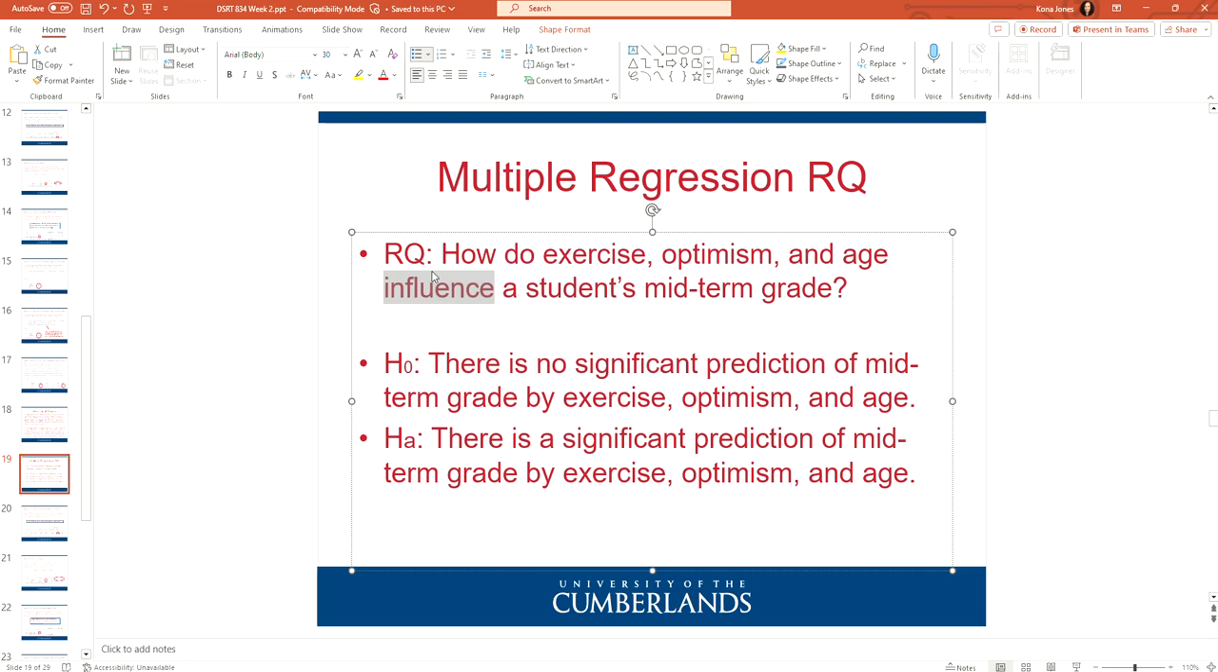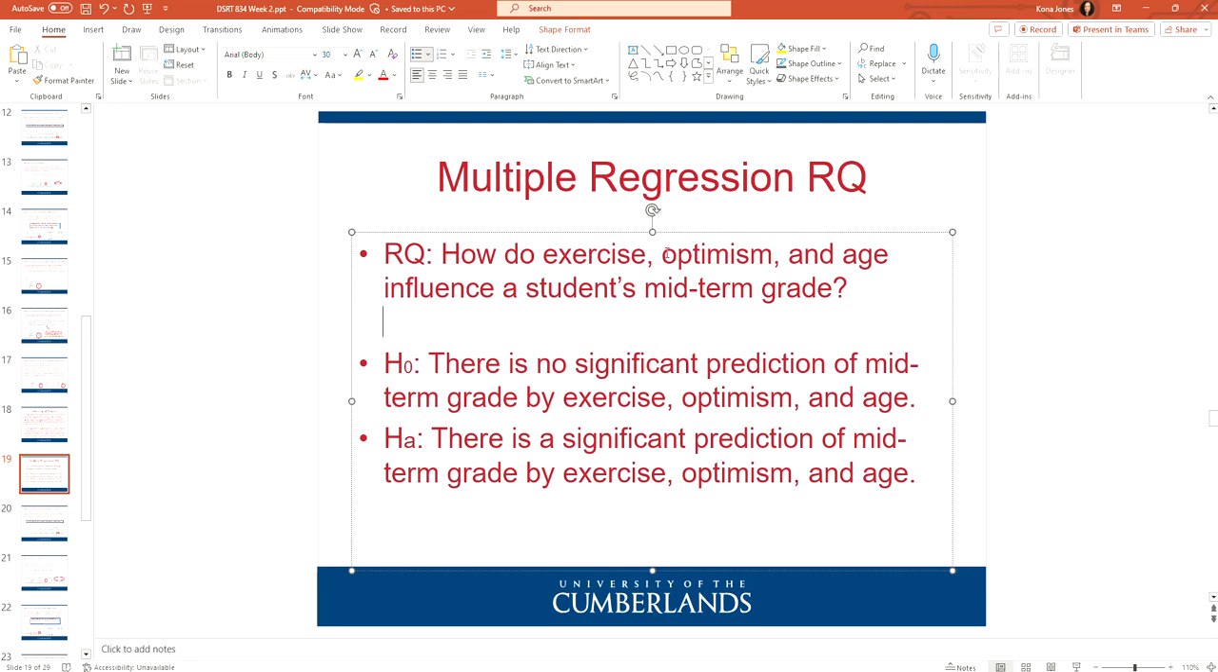And it's going to be a multiple regression because you have more than 2 variables. So make sure when you write out your hypothesis that you write prediction, even if this says influence. Because you're all smart and amazing, you know that it means prediction and that it's going to be a multiple regression, because all of these variables are numeric.